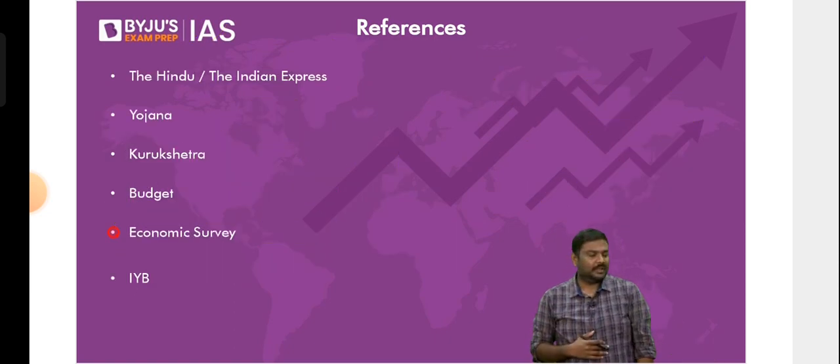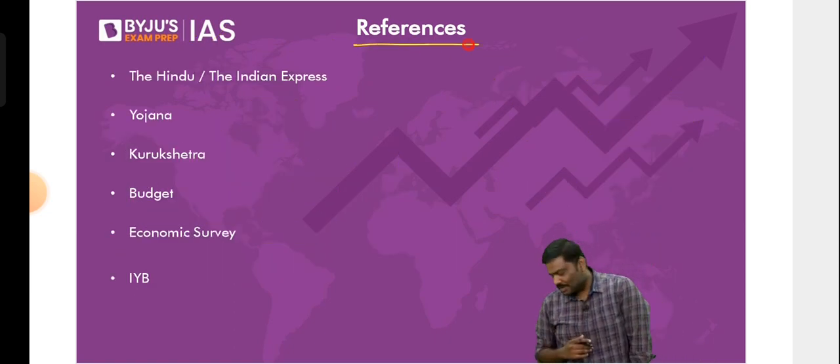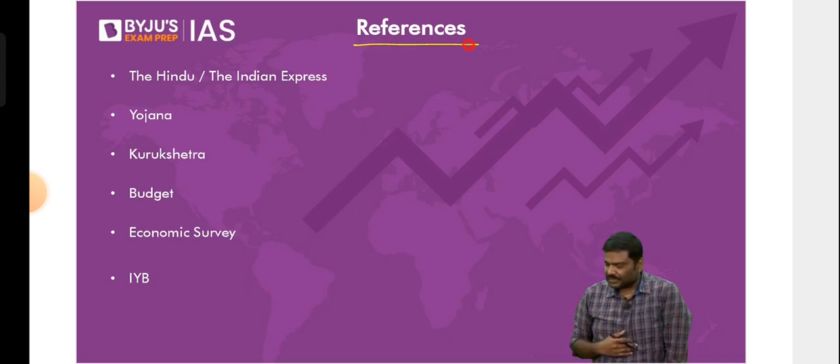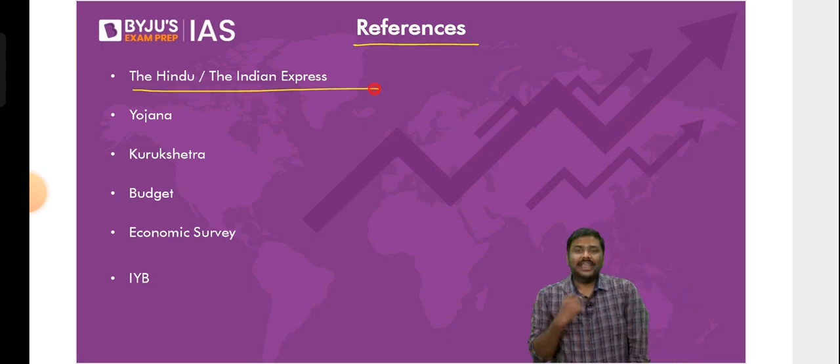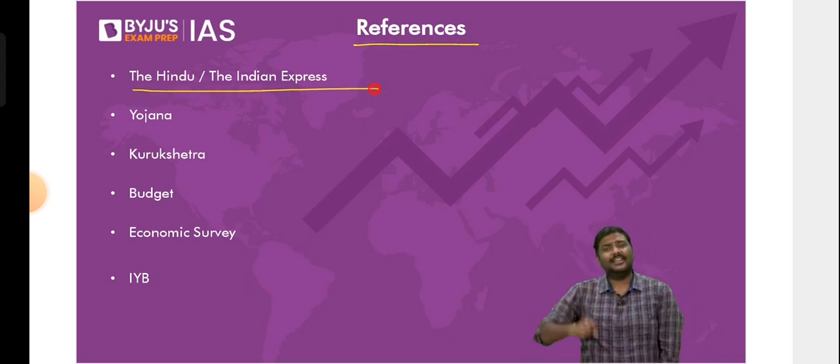So these are the list of the references that I would strongly recommend to you regarding the static portion of the economy. What about current affairs now? What list must we refer to, to cover the current affairs? One, read the newspaper. Simple. First thing, you will have to read the newspaper every day.